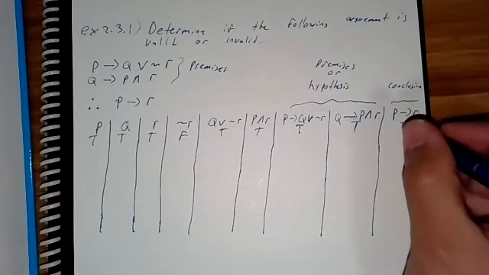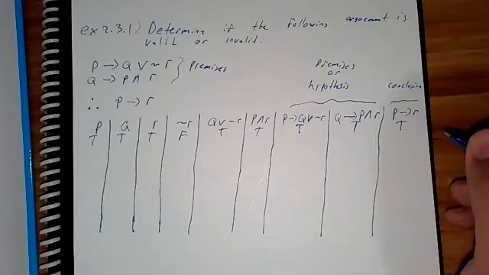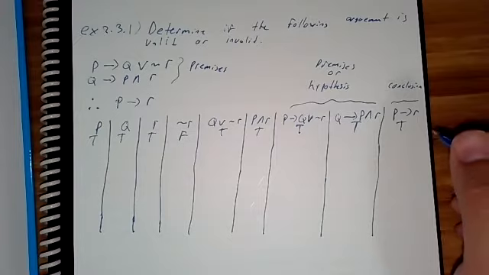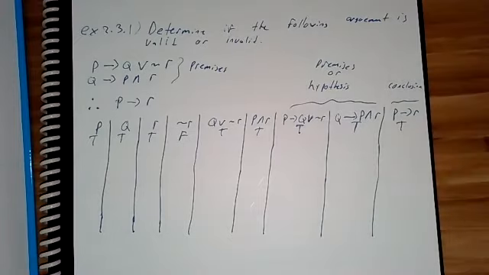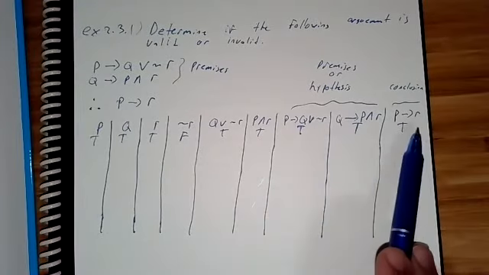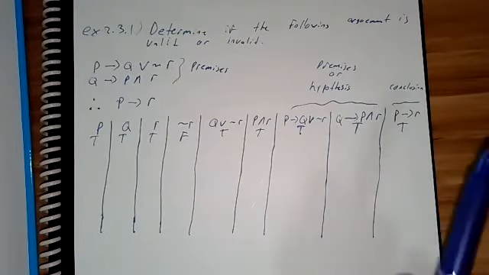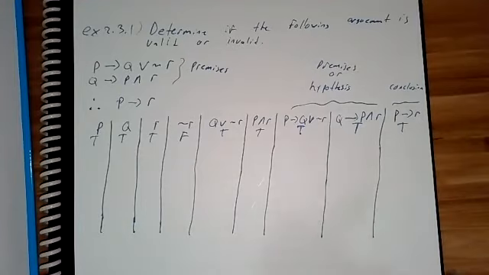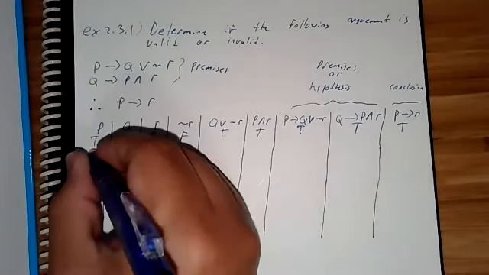P implies R would be true. Okay, so far it looks like maybe this argument is valid, but we have to make sure there is no case where you have true on the premises, and then a false on the conclusion. If that happens, then the whole thing is invalid. So that's what we're testing for.